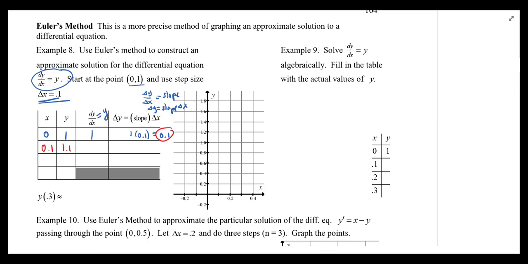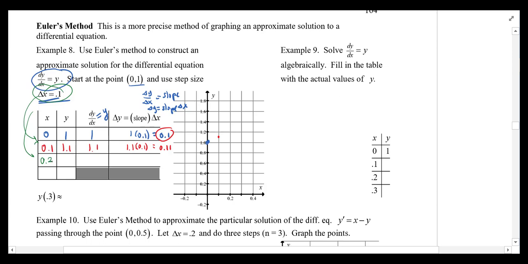So I should plot 0 comma 1 first. Now I'm going to have 0.1 comma 1.1. Then we repeat this process to get to the next value. Once again, what's dy/dx? That's just 1.1. And what's delta y in this case? It'd be 1.1 times 0.1, which is 0.11. Now if I look at my third line, once again, delta x, the change, is always constant, so it's just another 0.1 added to the previous one.